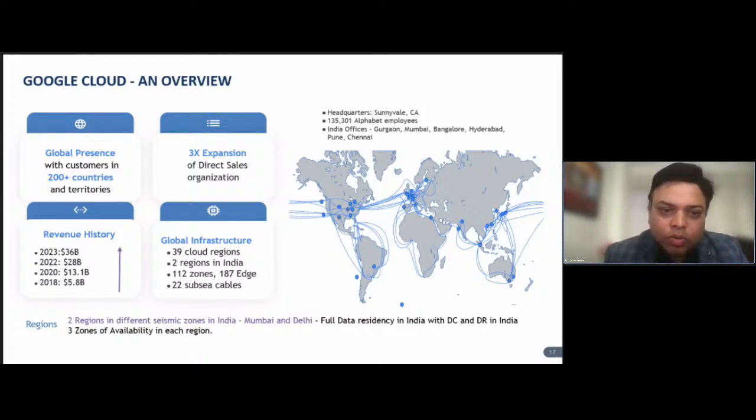Just to talk about Google Cloud, we are the fastest growing part within Google globally today. If you see at the bottom left, in the last 5 years, Google Cloud has grown from a $5 billion company to a $36 billion company. So almost 6-7 times in the last 5 years. We have a total of 39 cloud regions across the world, out of which we have 2 regions in India, in Mumbai and Delhi. These are in different seismic zones. And you can see that our customers can have full data residency in terms of DC and DR within the Indian borders. Next slide, please.